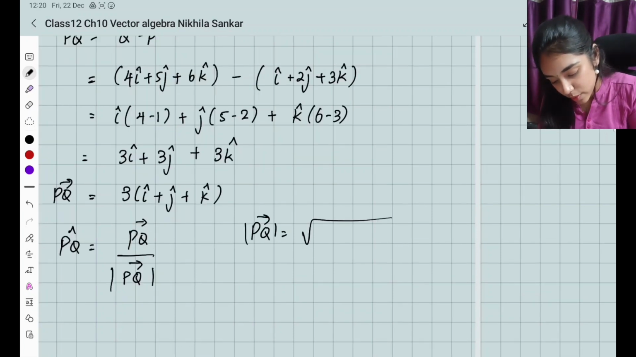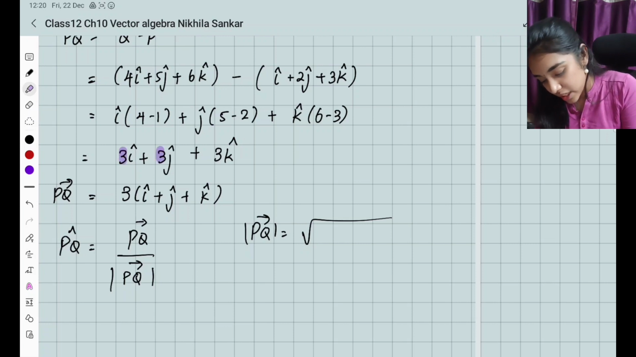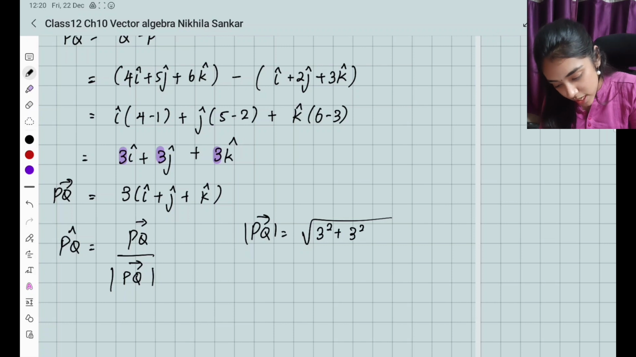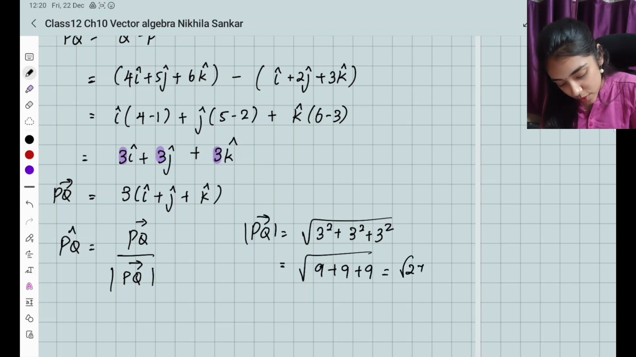The modulus is going to be square root of, I'll take this particular term 3, 3, 3. Don't always take the common factor out, it can lead to mistakes. So it is going to be 3 square plus 3 square plus 3 square, which is square root of 9 plus 9 plus 9, which is square root of 27.